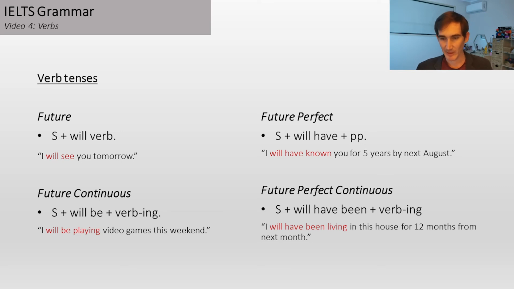Also probably true. Future perfect: will have plus PP. I'll have known you for 5 years by next August. Future perfect continuous: subject will have been verb-ing. This is pretty rare. You won't need it very often. But anyway, I'll have been working in this house for 12 months from next month.